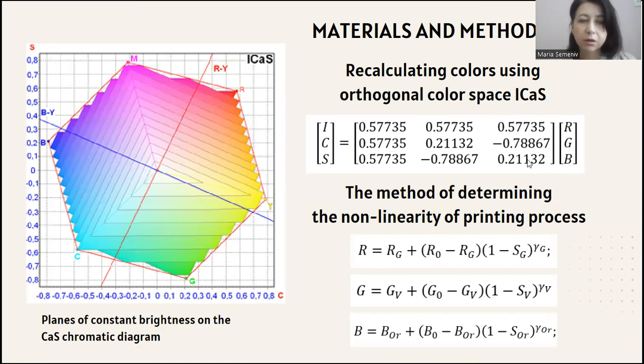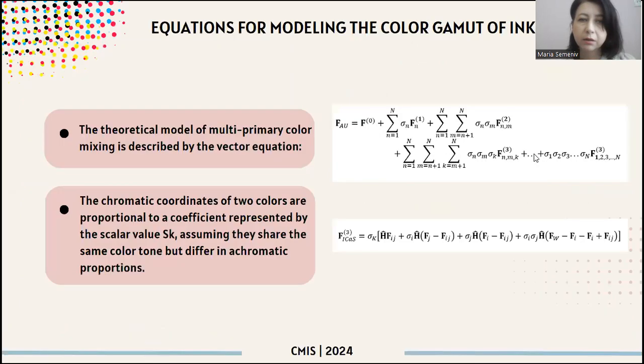also was calculated. The theoretical model of multi-primary color mixing is described by vector equations. This is the fundamental complexity of the solutions of the Neugebauer equations, since the same color can be practically synthesized by different ratios of colored and black inks. Modified Neugebauer equations in the color space ICAS have certain properties. The chromatic coordinates of two colors are proportional to a coefficient represented by the scalar value Sk, assuming the same color tone but differing in achromatic proportions.